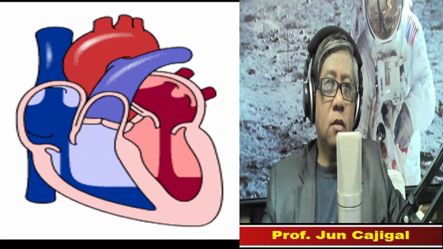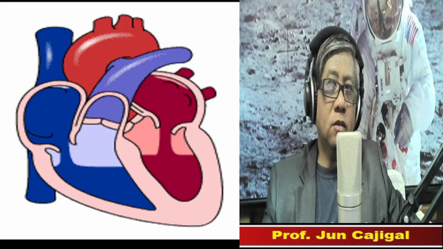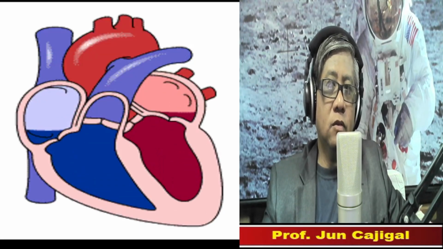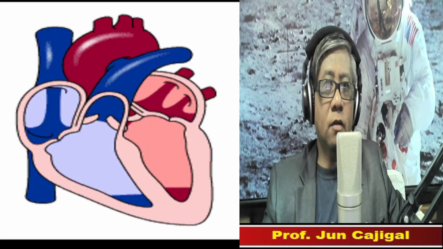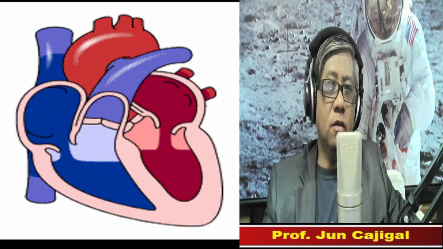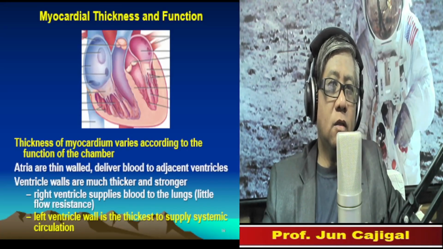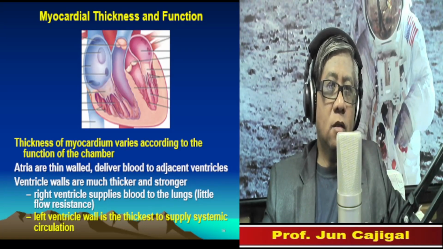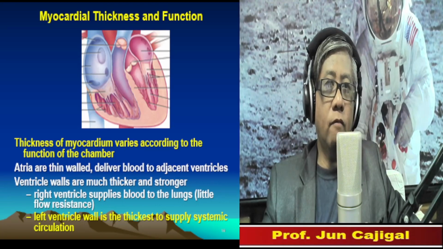Alright, and the thickness of the cardiac muscle or the myocardium will depend on the function of the chamber. If you notice here, the atrium only receives blood, as compared to the ventricles. The ventricles pump blood away from the heart. That's why the atrium wall is thinner compared to the ventricles. So the thickness of the myocardium depends on the function of the chamber. The atria are thin-walled because they only receive blood, whereas the ventricles are much thicker. The myocardium is much thicker and stronger because they need to pump blood away from the heart.